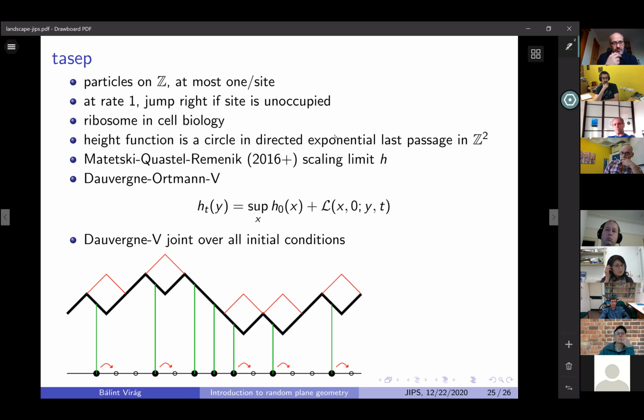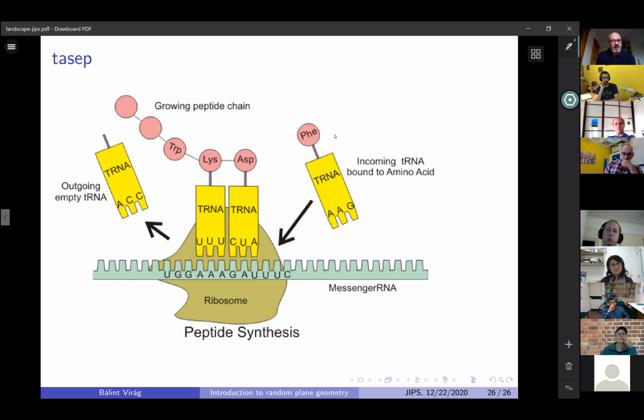And what we proved is that this actually holds jointly over all initial conditions, which is something that the old methods cannot prove. And one thing that this is good for is understanding second-class particles. Okay, and so I'll finish now.